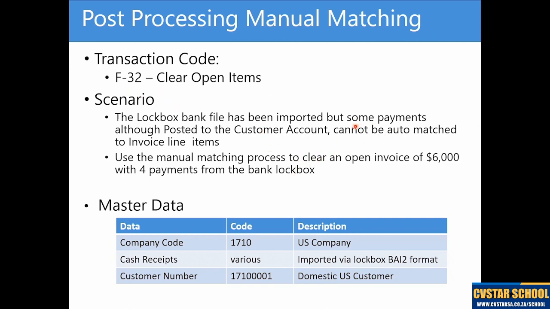So as we discussed, the file's been imported and the payments cannot be auto-matched. So what we're going to do is use the manual matching process. We're going to find a single open invoice for $6,000 and we're going to match it with 4 payments, i.e. 4 separate checks that came from the bank lockbox. So let's have a look at that.